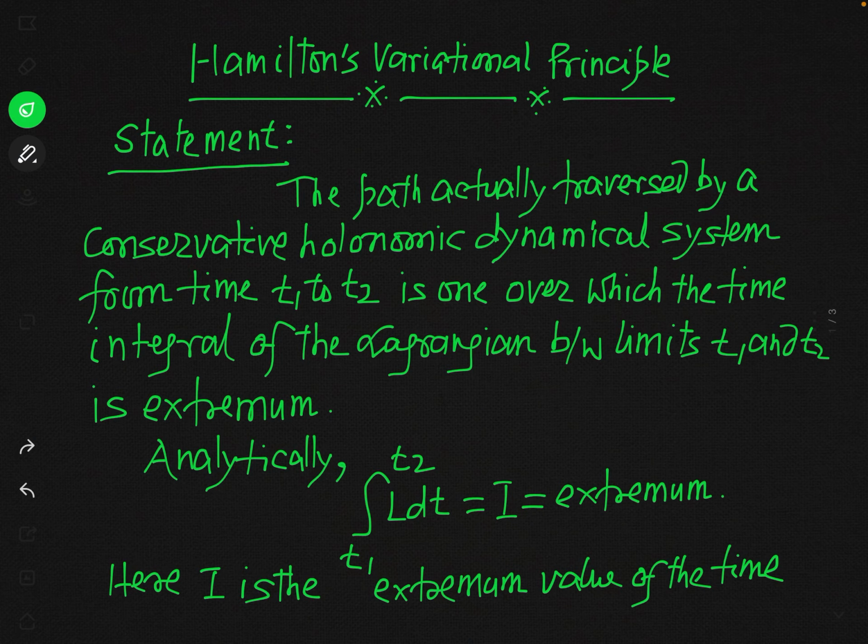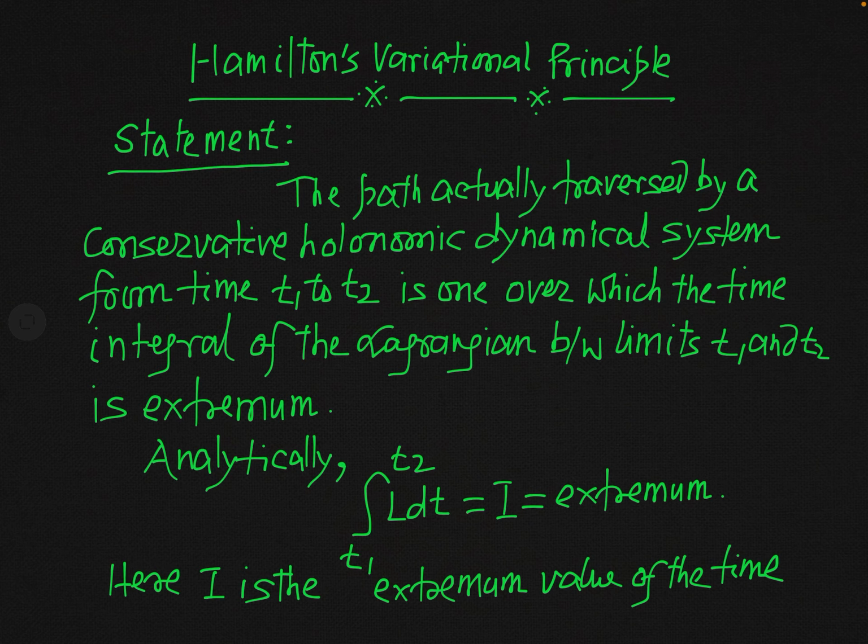In this regard, first of all, we are going to explain a very important variational principle named after the great mathematician Hamilton, and it is known as Hamilton's variational principle. So first of all, we will know what is Hamilton's variational principle, then we will prove it, and after that we will see its important applications. So let us see what is Hamilton's variational principle.